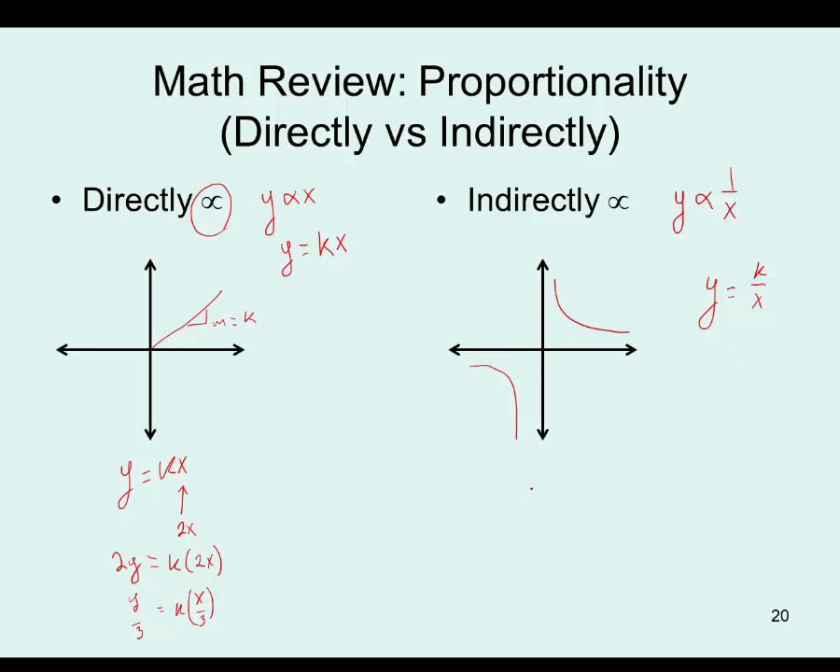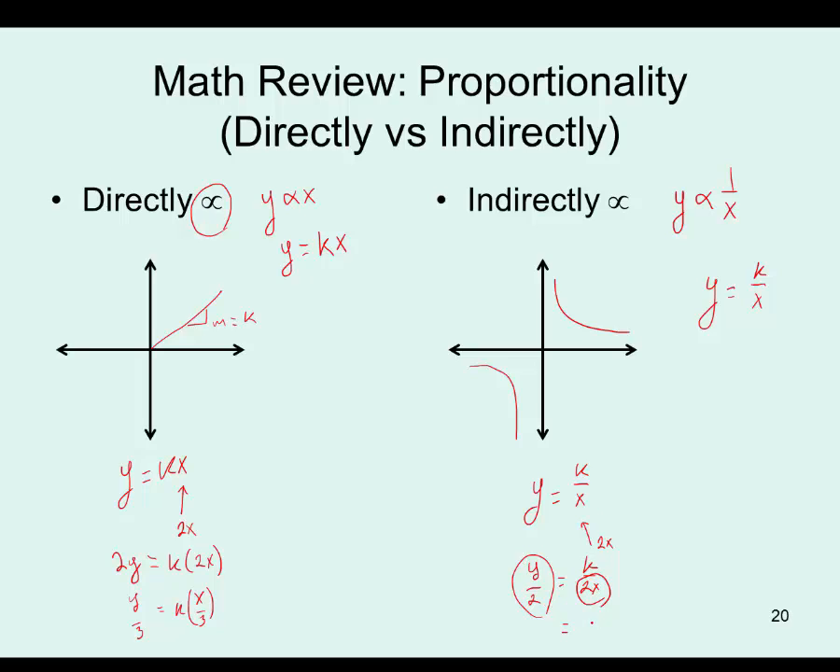In the same sense, what would happen in this case if we were to take our input, x, and replace it, for example, to double it? What would happen with 2x? Well, we'd have k over 2x. That means our y value would also be divided by 2. So if we double our input, our output is divided by 2. It's just the opposite of what happens with directly proportional. Doubling the input here, replacing x with 2x, halves our output.